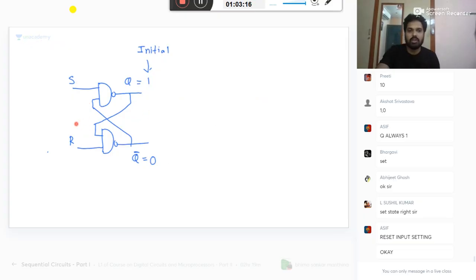Okay. So when S is 0, R equal to 1, we did the analysis. Similarly, when S is 1, R equal to 0.